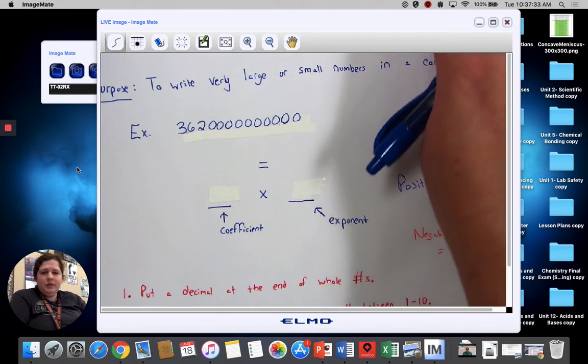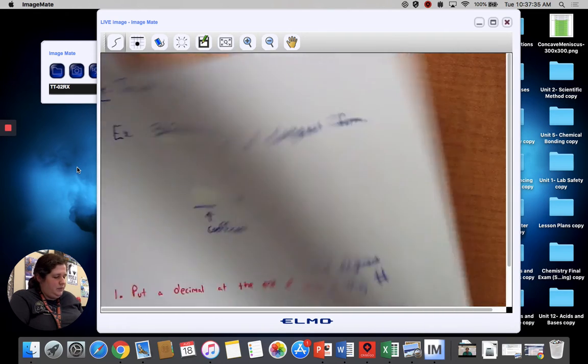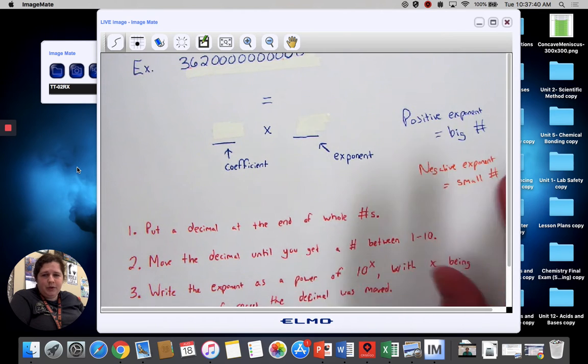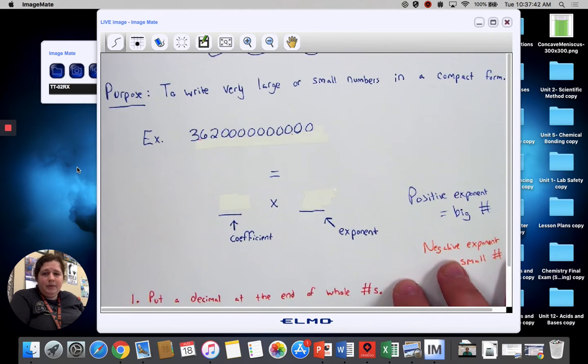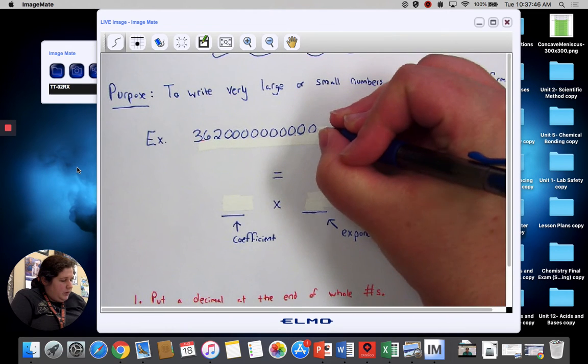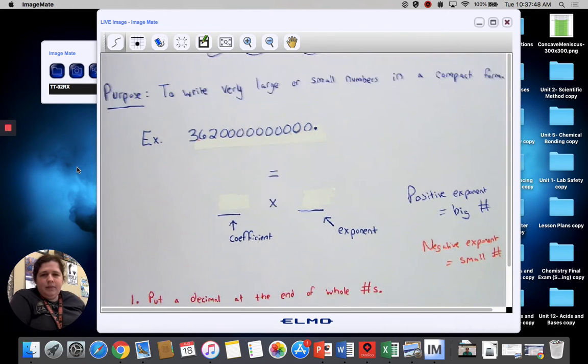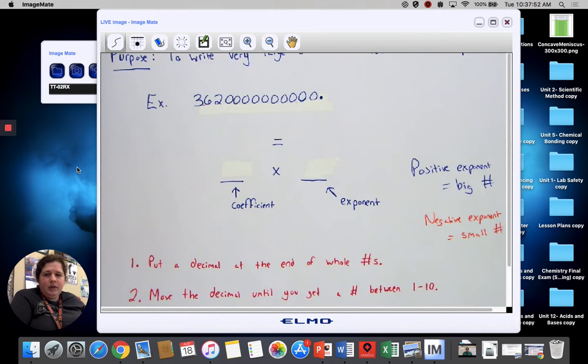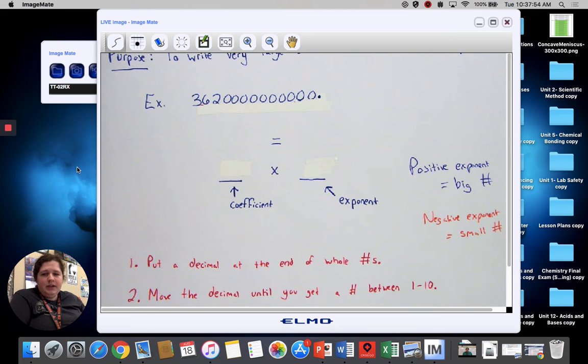When we are doing scientific notation, the first step is to put a decimal at the end of all whole numbers. If it's already a decimal, great. That's one less step you have to worry about. So I'm going to put a decimal right there at the end. Okay, that's step one.